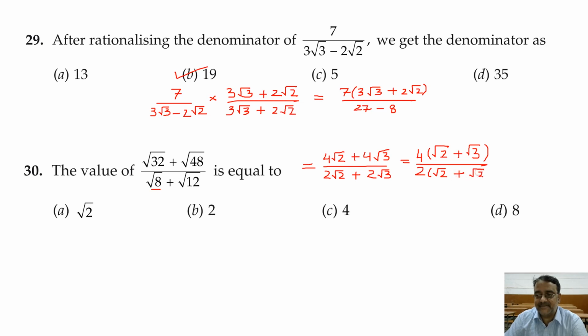So कुछ cancel हो रहा है? Root 2 plus root 3. Right. So this 2 will be cancelled and we'll get 4 upon 2, that is 2. So which option is the correct one? Option B, right. So this is the correct answer.